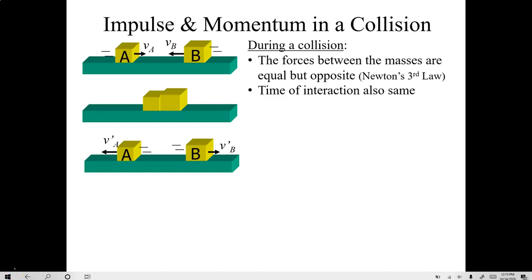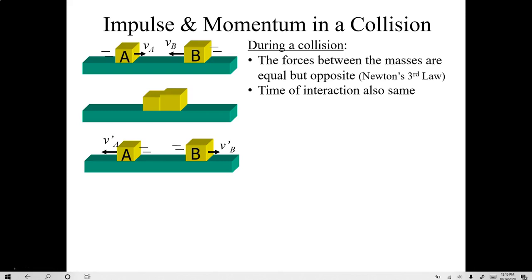Hey Fizz Kids, Mr. C here, and today we're going to continue to talk about impulse and momentum, and we're actually going to talk about collisions specifically. I know earlier today we did that collision lab, and we're going to talk a little bit more about collisions and sort of the math around collisions.